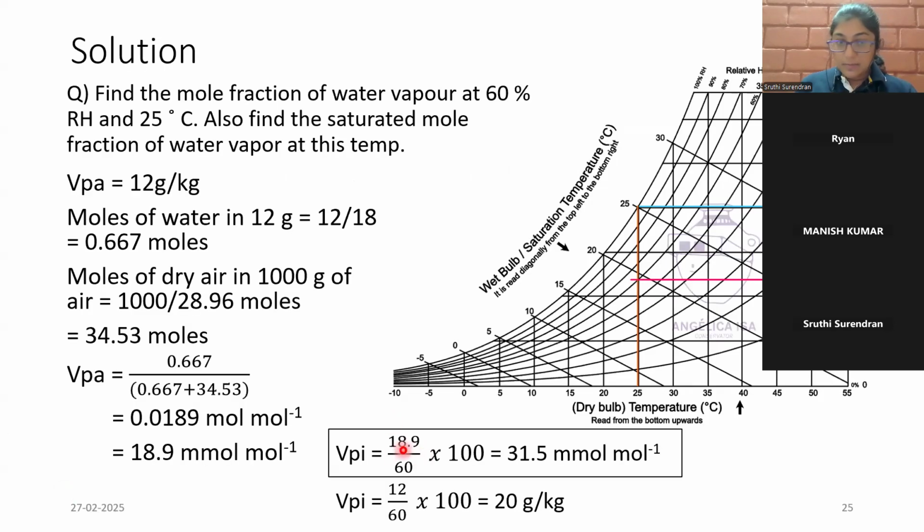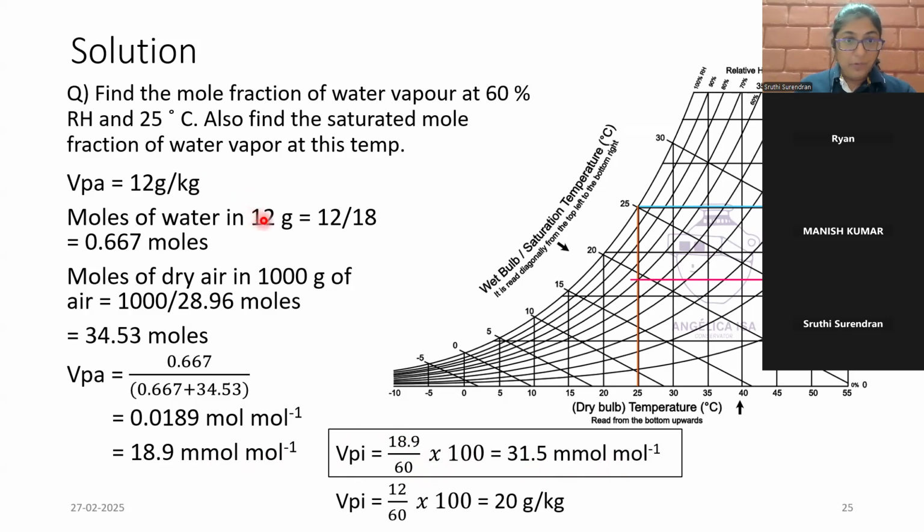So here we got this 18.9 millimoles per mole. We know that RH is equal to actual by saturated into 100. Since we have RH, we are going to divide the actual by the RH into 100, which will give us 31.5 millimoles per mole. Now let's cross verify if it is equal to the value in the chart.